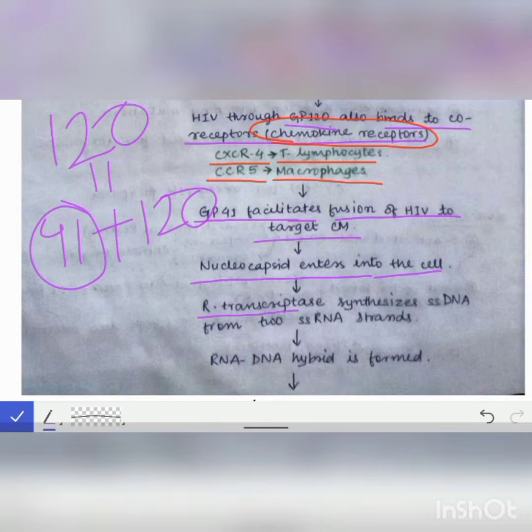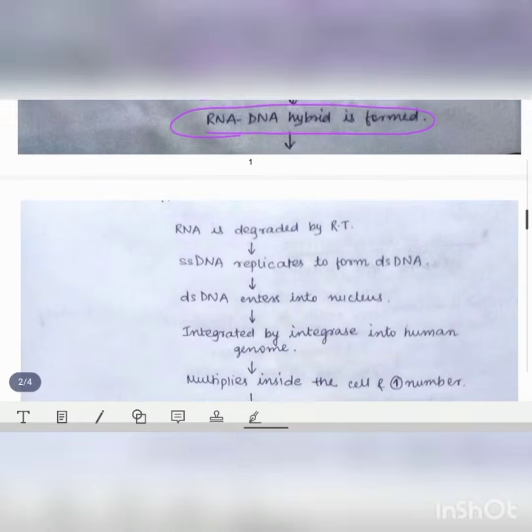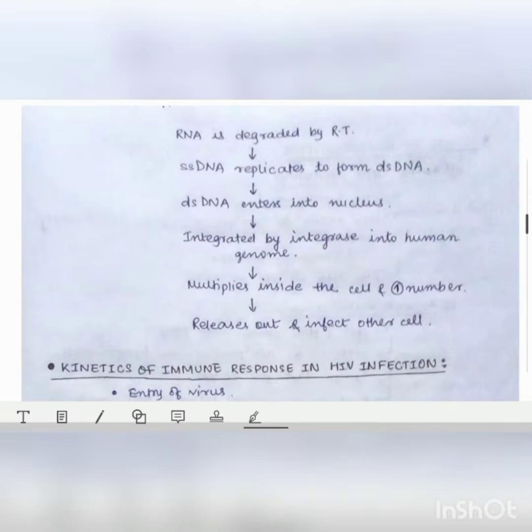Now the functions of the enzymes begin. Reverse transcriptase synthesizes single-stranded DNA from the two single-stranded RNA strands, and after formation of the single-stranded DNA from the single-stranded RNA, an RNA-DNA hybrid is formed. The newly formed DNA makes a hybrid with the single-stranded RNA because they are complementary to each other. That's why they make an RNA-DNA hybrid there.